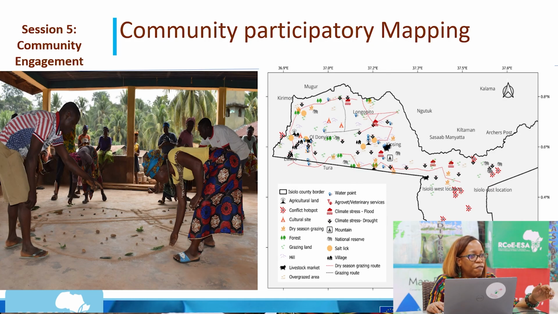Then on the right side, you can see a simple map. This was developed by a community in Isiolo in Kenya. Very simple and very easy to understand, and a map that they can relate with.